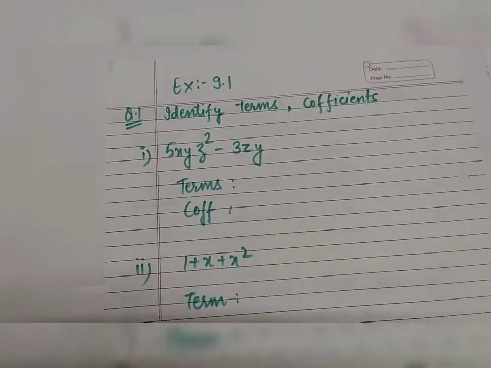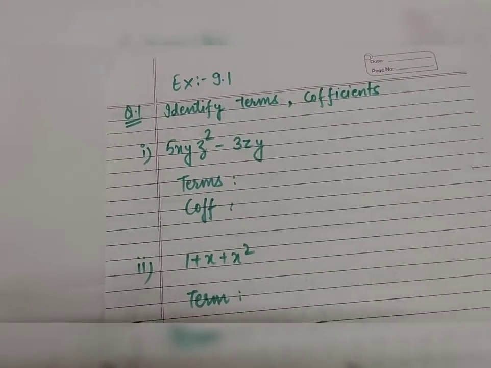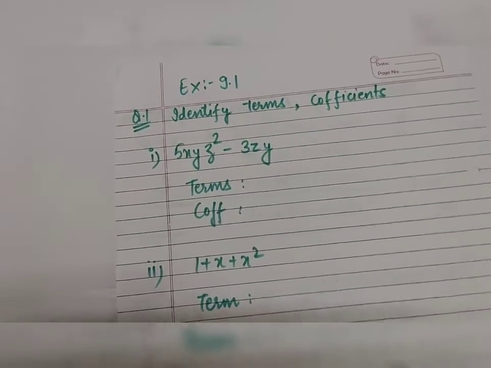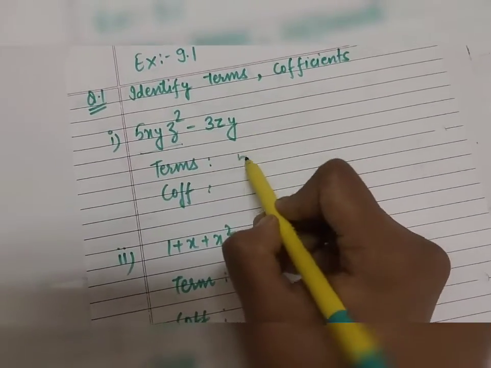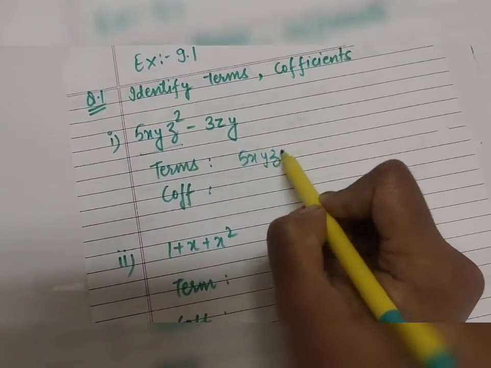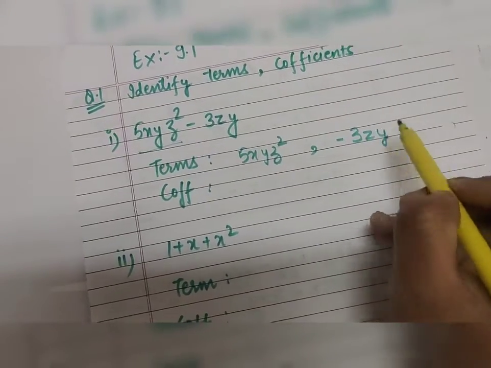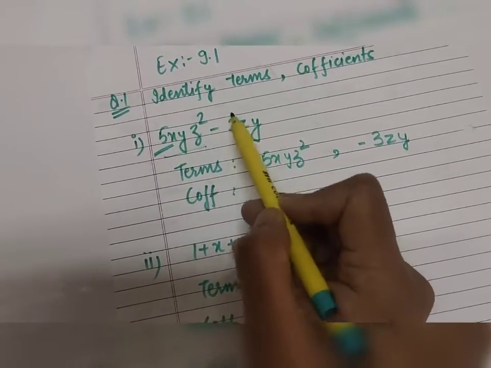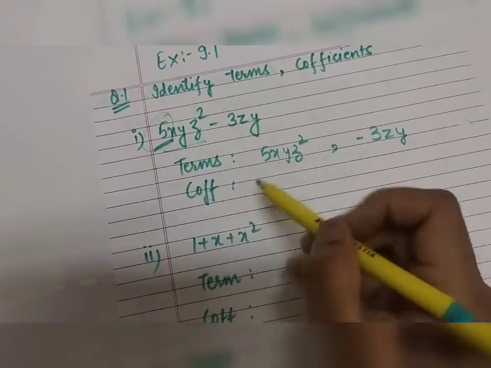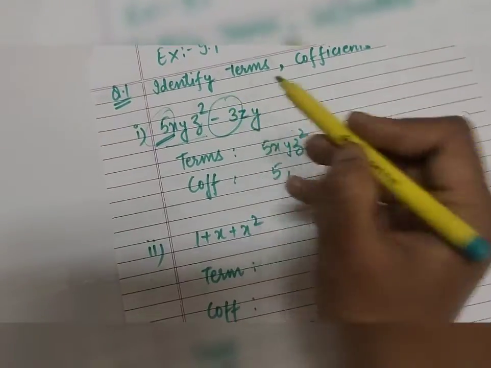In the starting of the video I already mentioned what a term is and what a coefficient is. The terms we have here are 5xyz square, and another term is 3zx. The coefficient here means the constant, which is plus 5, and here we have minus 3.